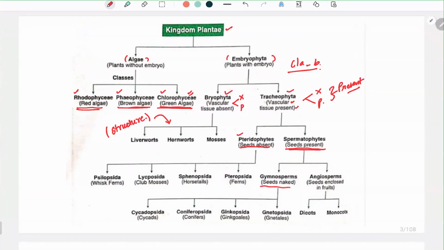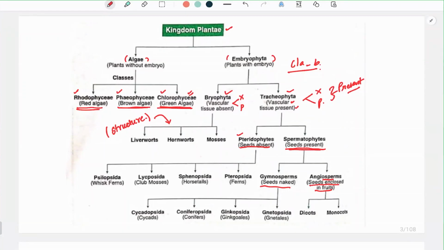Gymnosperms, the seed is naked. So gymnosperms, gymno and sperma, the name itself means naked seeded. Angiosperm, the seed is enclosed in fruit. So the basic plants that we see all around us are those plants which are angiosperms.